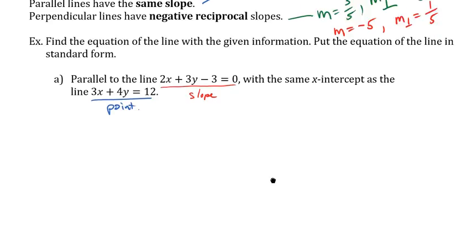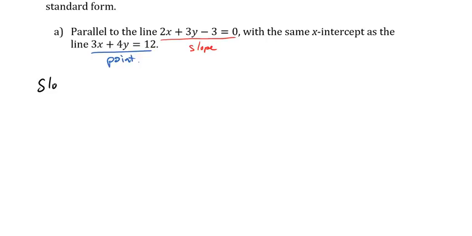So let's find slope first. Doesn't matter what order you do it in. So I'm going to use this equation, 2x plus 3y minus 3 equals 0. If the slope of the line that I'm looking for is parallel to that, what do I need to do to find it? Ben? Find the slope of this line. The slope I want is the same. How am I going to find the slope of this line? Ahmed?